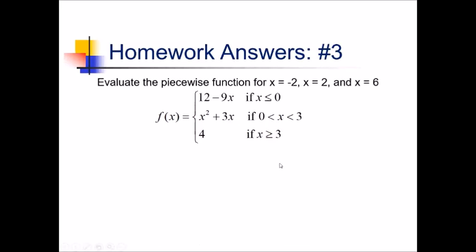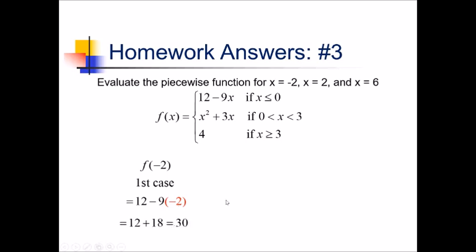For this problem, we're being asked to evaluate this piecewise function here at 3 different x values. So let's take them one at a time. For the x value -2, so f of -2, -2 is less than or equal to 0. So that's going to fall in the first case for this piecewise function. So I'm going to take -2 and plug it in for the x in this first rule here. So we're going to have 12 minus 9 times -2. So that's going to be 12 plus 18, which comes out to 30.